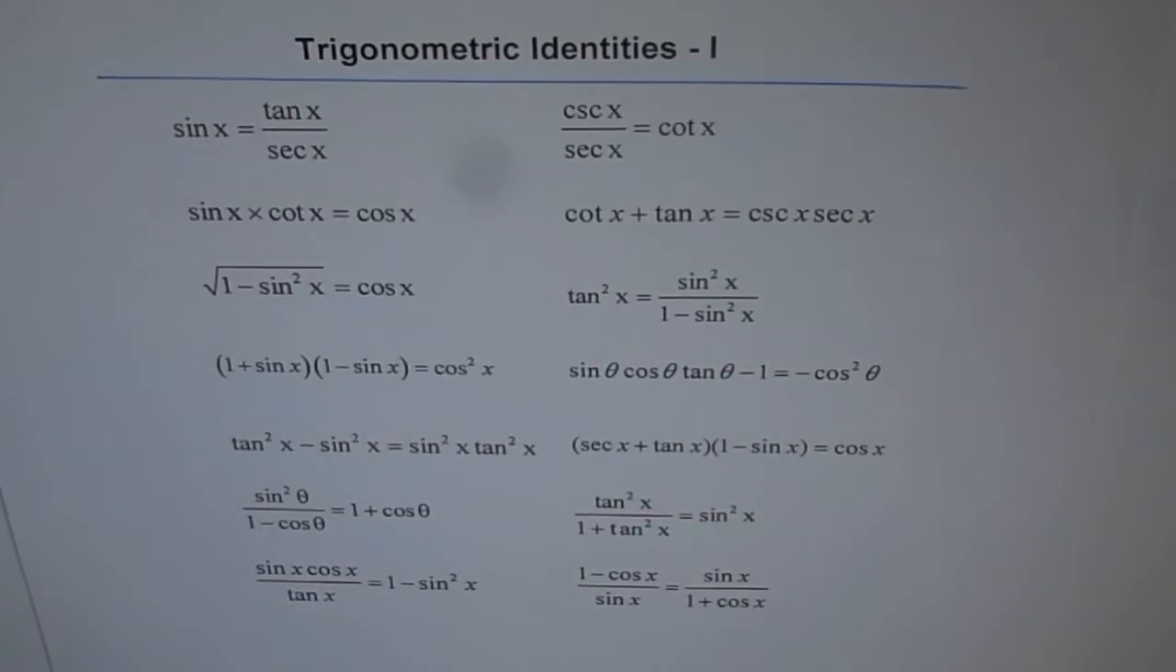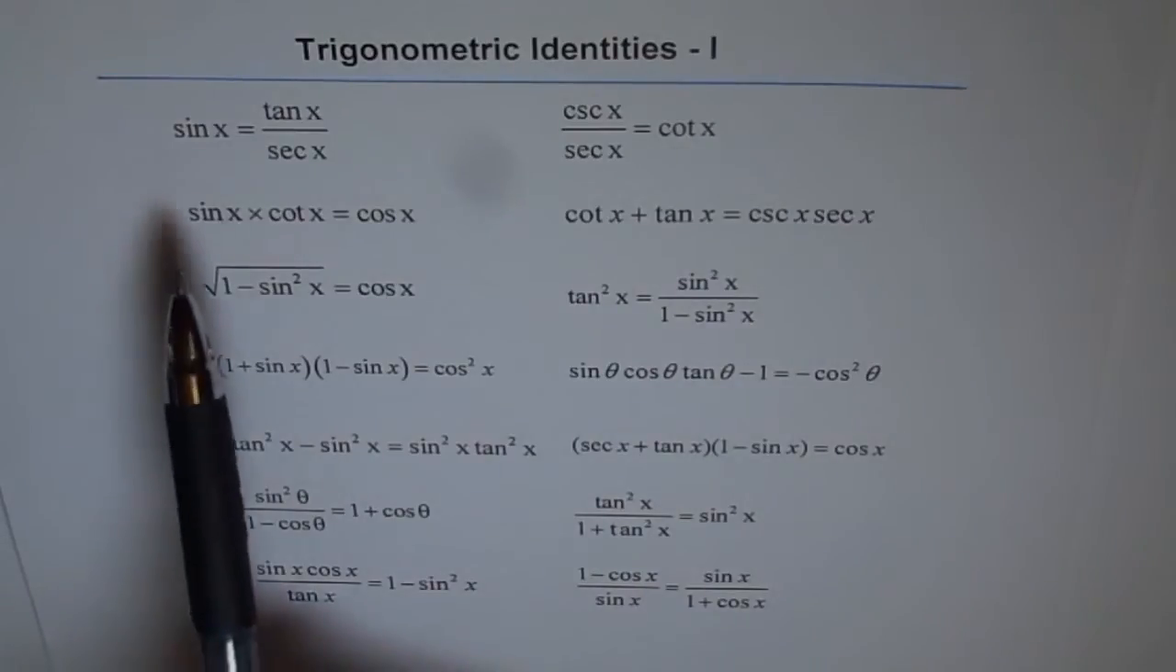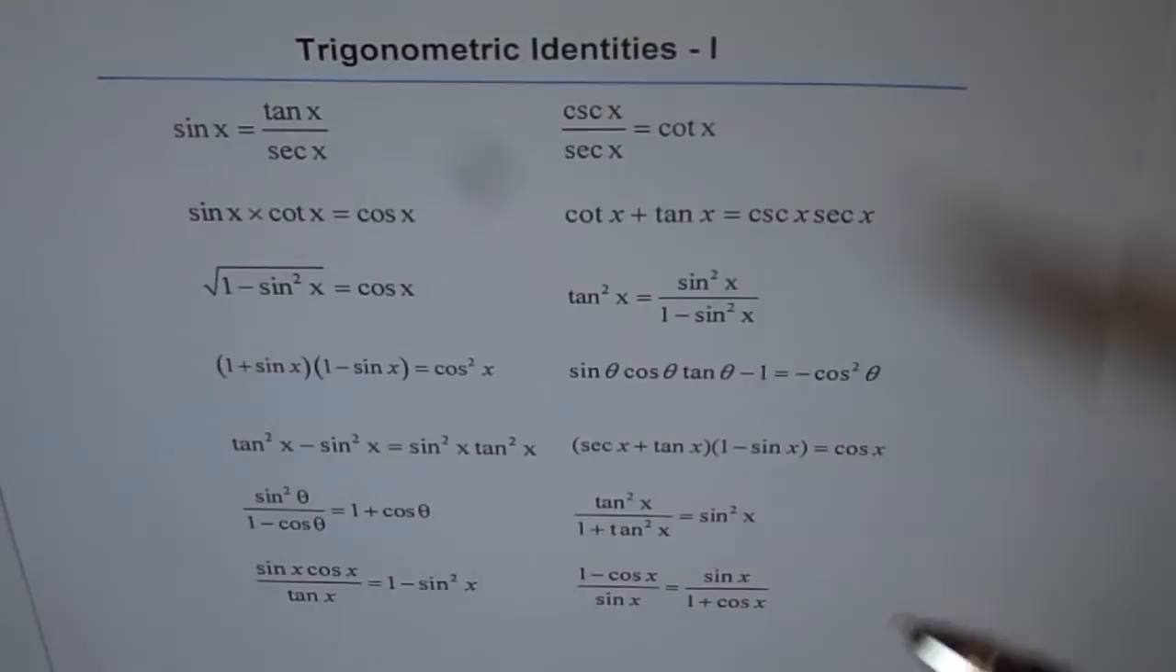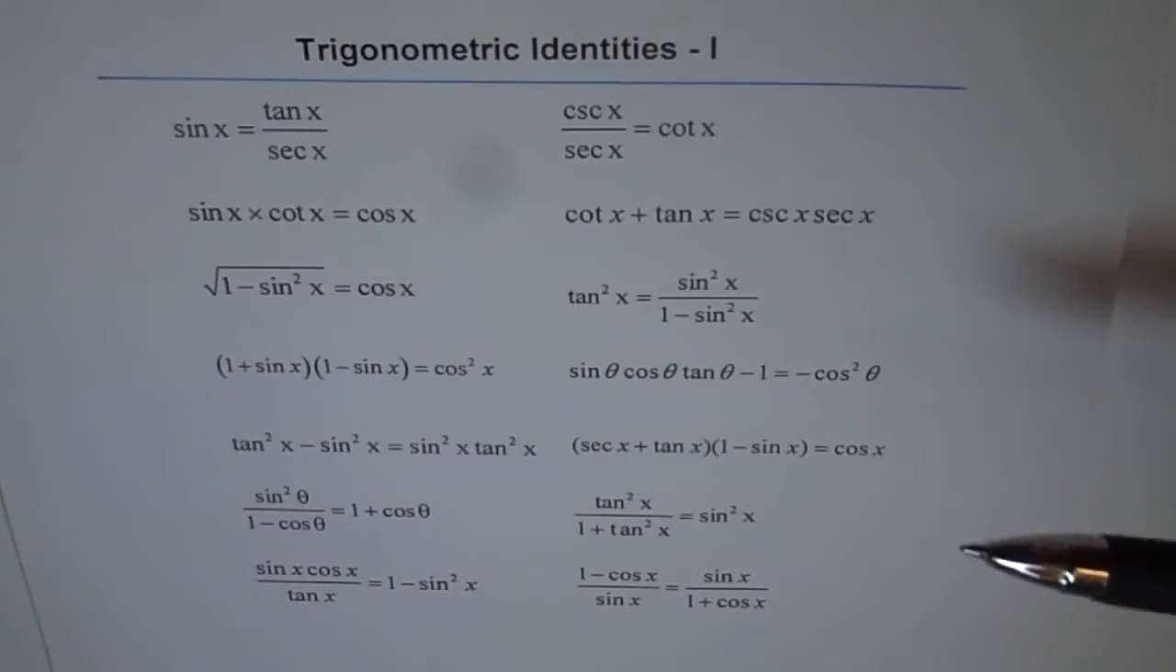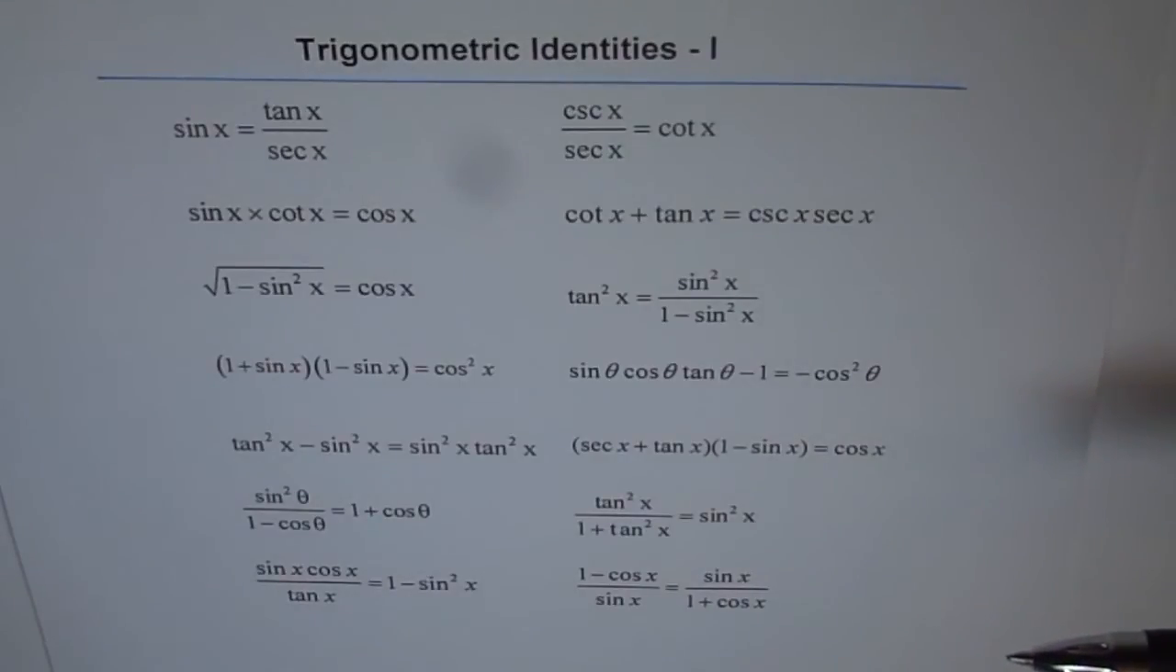Let me go through them one by one so that it helps you to recollect how to solve trigonometric identities and help you do it in a very efficient way. Now the first one is sin x equals tan x over secant x, and similarly we have here cosecant x divided by secant x equals cotangent x. So this kind of trigonometric identities are basic identities which could be solved by using reciprocal trigonometric identities or quotient trigonometric identities.